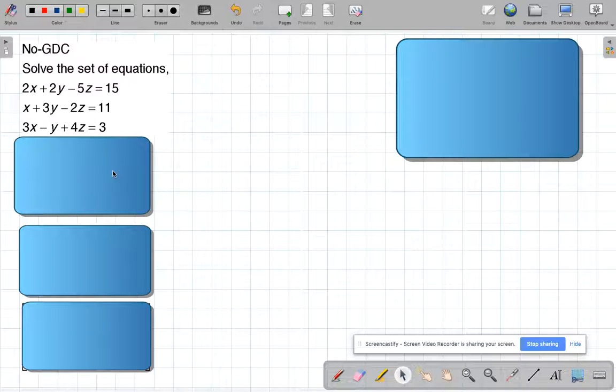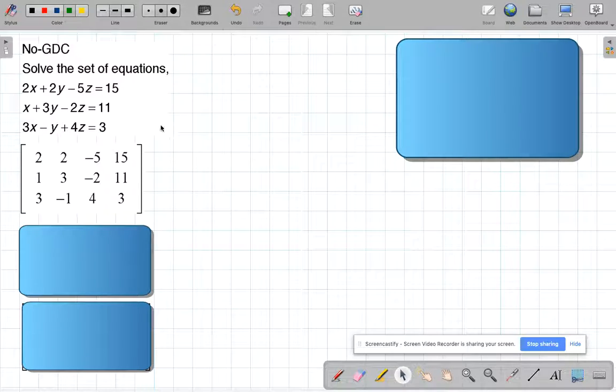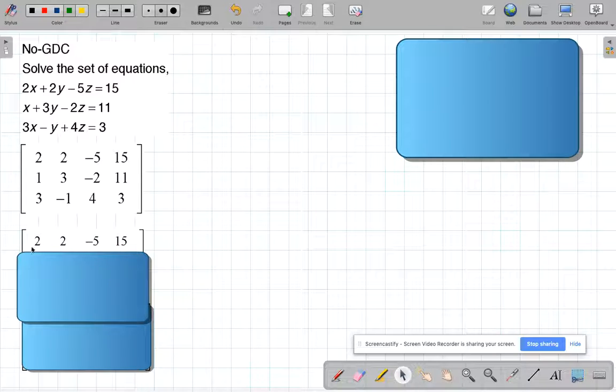So the first thing I'm going to do is simply rewrite this set of equations into a matrix. So 2, 2, minus 5, 15. So you can see that this column here represents the x's, the y's, and the z's. Then I'm going to rewrite the matrix, starting off with the first row exactly the same.